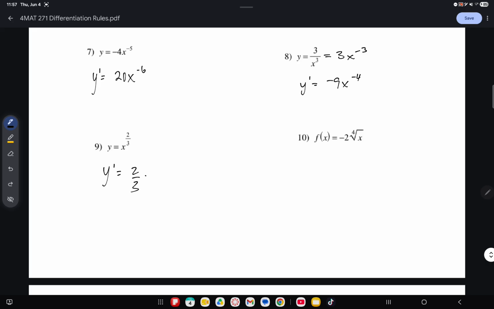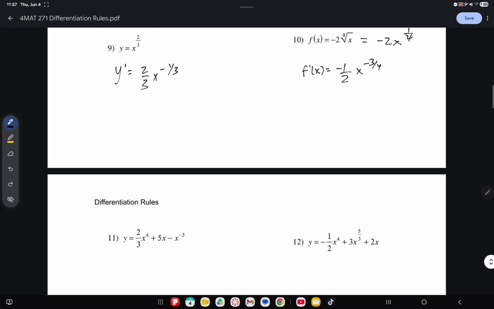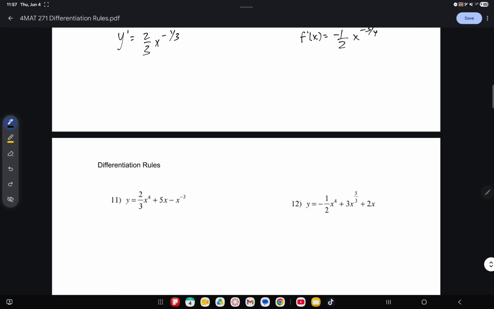Then we got 2/3 x to the -1/3. I'm going to rewrite that as -2x to the 1/4. So I'd have -1/2 x to the -3/4, because that -2 times 1/4 can reduce to that -1/2. All right.